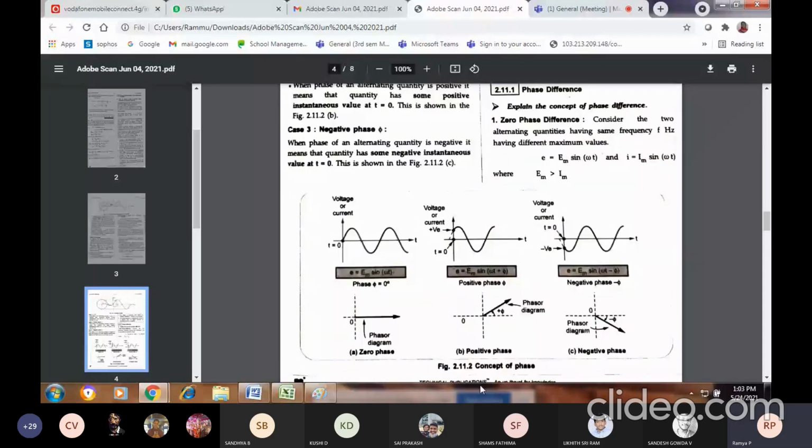Getting any doubts? Any doubts here with the phase angle? I'll just quickly take the attendance. I think I'm running out of time.